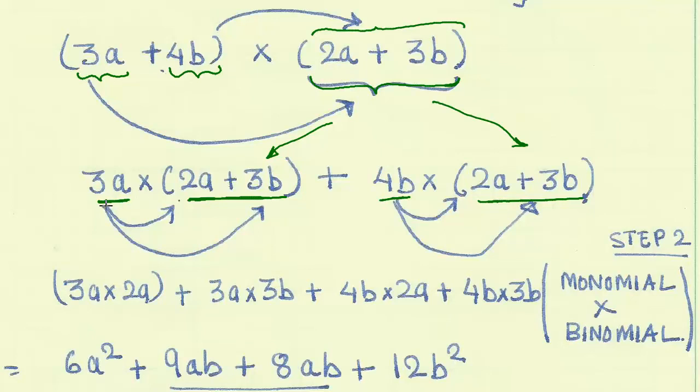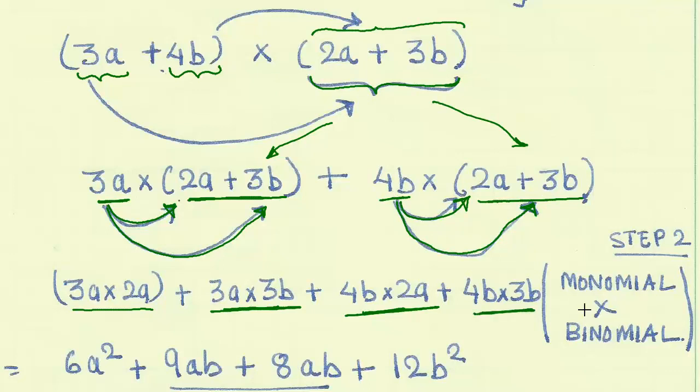So essentially we will have 3a multiplied with 2a. This is the first part, and then you multiply 3a with 3b. This is the second term. So this simplifies your first part. Then plus, in the second part, you multiply 4b with 2a, so we have 4b into 2a, and then you multiply 4b by 3b. So this is the step that we have.